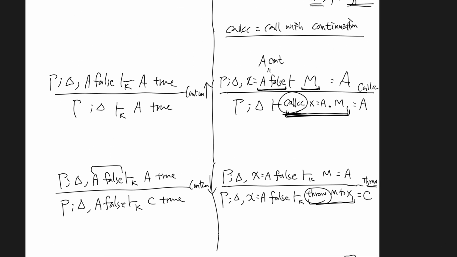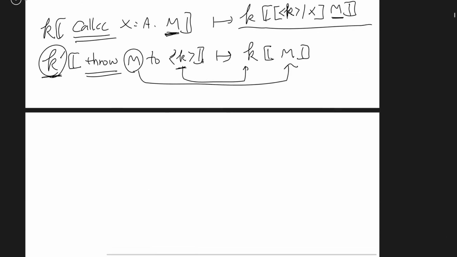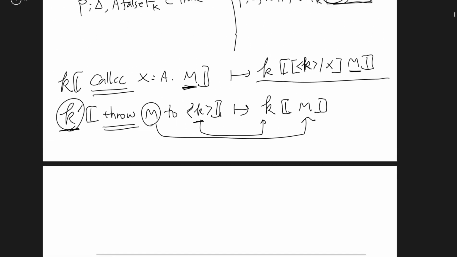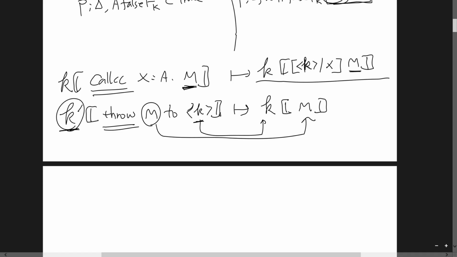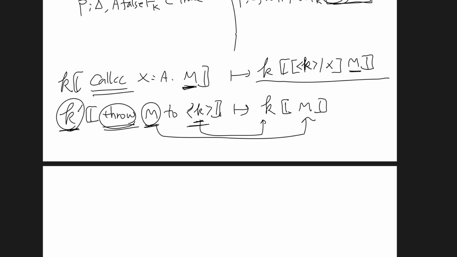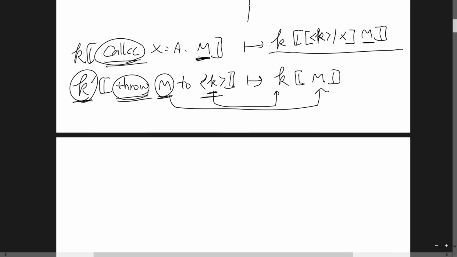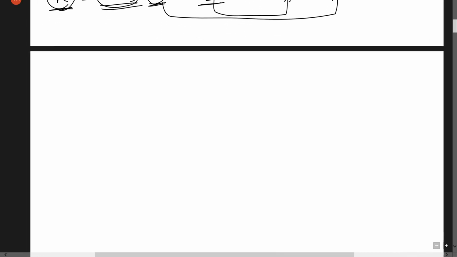Now let's see an example. Previously we saw an example where something like a time travel occurs. So when you throw some value to evaluation context, you perform time travel back to the time when this call cc was encountered. And we can find a similar story in this example.